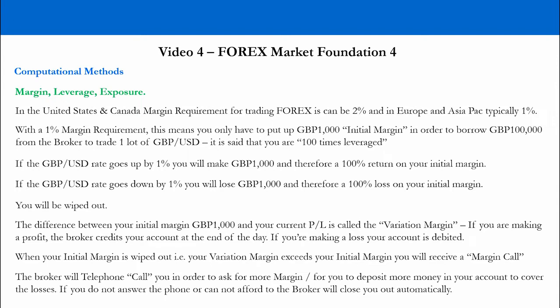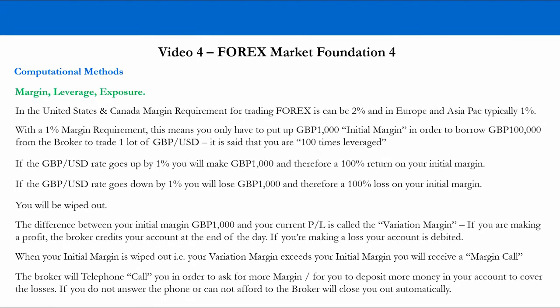If the cable rate, sterling dollar, goes down by 1%, you'll lose £1,000 and therefore you're going to have a 100% loss on your initial margin. So you'll be wiped out and you'll get what's termed as a margin call. And we looked at this earlier. The difference between your initial margin and your current P&L is the variation margin, and the margin call is what you receive when you're wiped out and you have to put more margin into your account to pay for the losses.